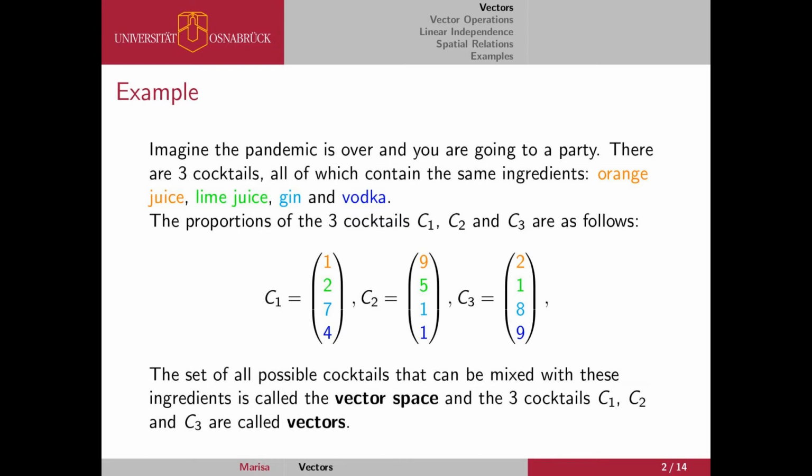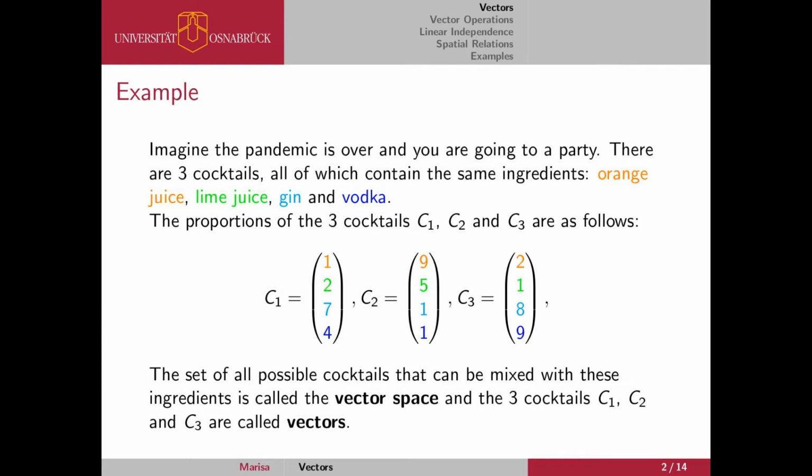First of all, I want to motivate this topic with an example. Let us all imagine that the pandemic is finally over and we are going to a party. At this party, there are 3 big vessels filled with cocktails. And all of the cocktails contain the same ingredients: orange juice, lime juice, gin, and vodka. The 3 cocktails, let's call them C1, C2, and C3, however, have different proportions of these ingredients.